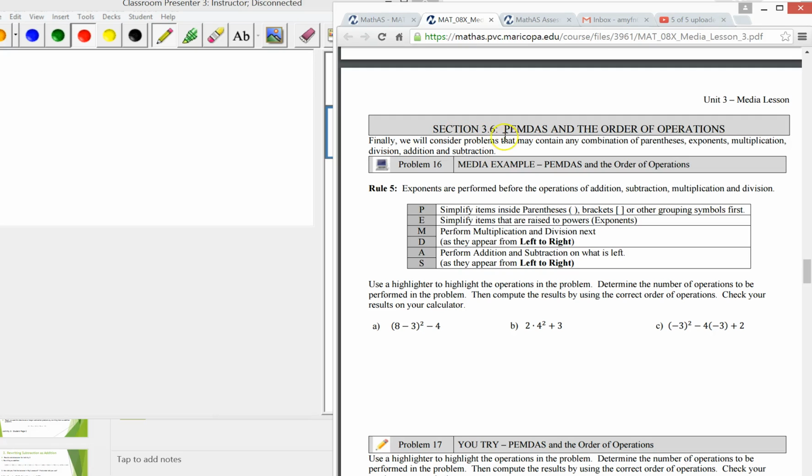So in section 3.6, we talk about PEMDAS and the order of operations. So now we'll have up to any combination of the order of operations. Something that's useful to have them do is to use a highlighter to highlight how many operations there are. They start to get bogged down when they see these, and they're tempted to just do whatever operation comes to them first or they find simplest.